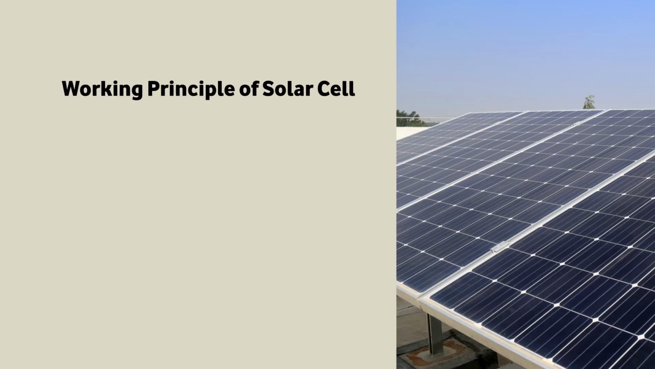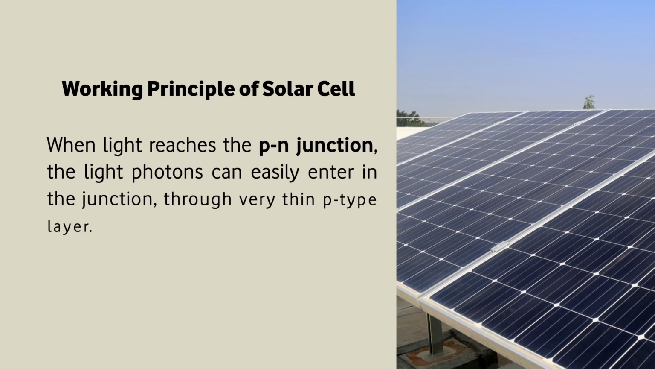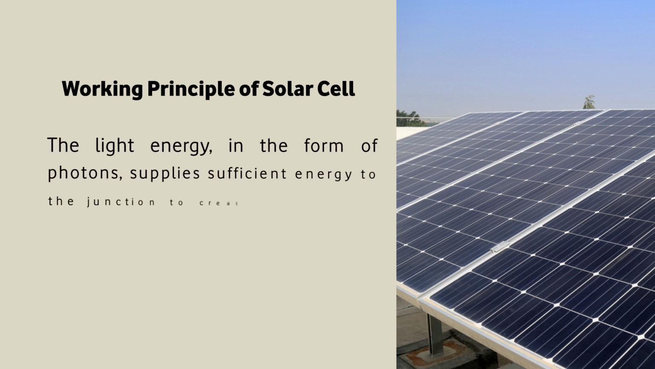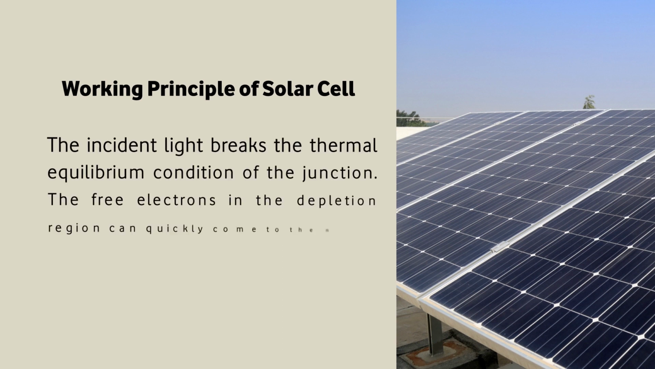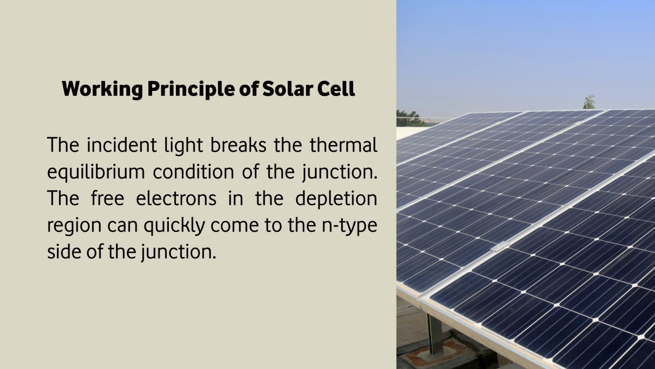Now we will discuss the working principle of the solar cell. When light reaches the p-n junction, light photons can easily enter the junction through the very thin p-type layer. The light energy in the form of photons supplies sufficient energy to the junction to create a number of electron-hole pairs. The incident light breaks the thermal equilibrium condition of the junction.